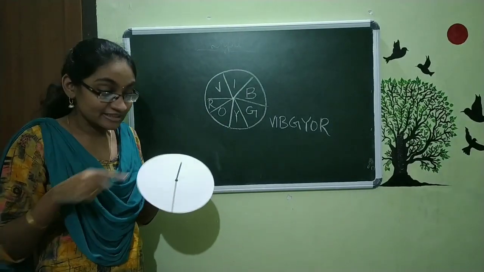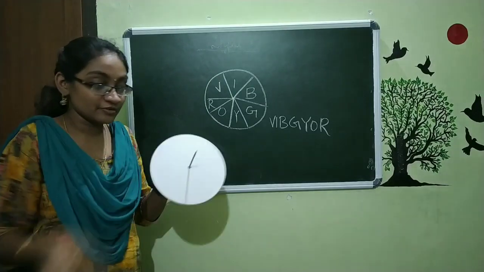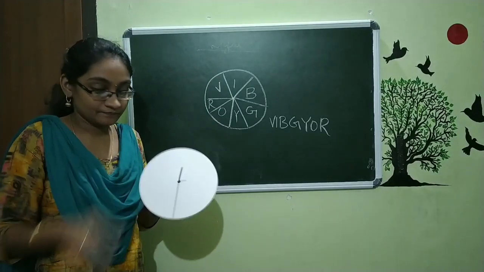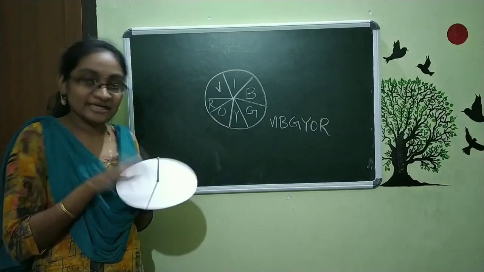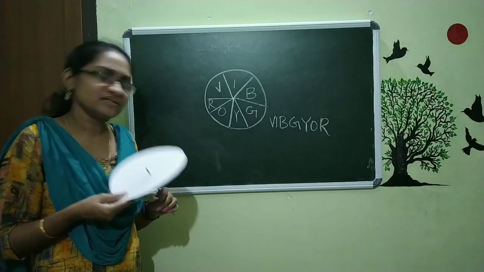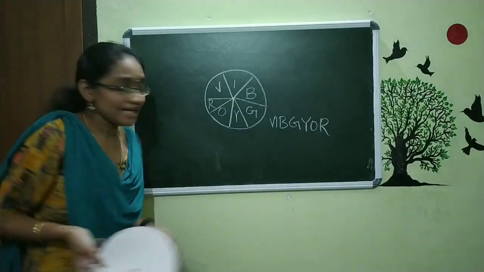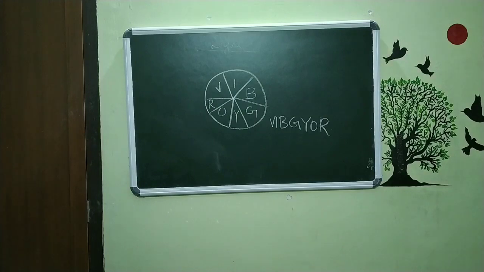And you want to observe what you can see when you rotate it at very high speed. When you rotate it, what can you see? That is your simple activity. Just do it from your home and come with the result for the next class.